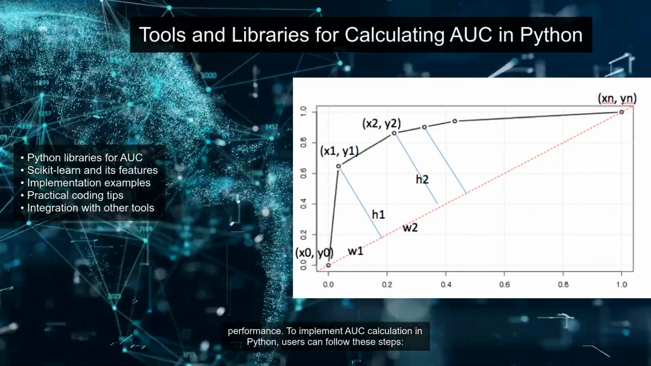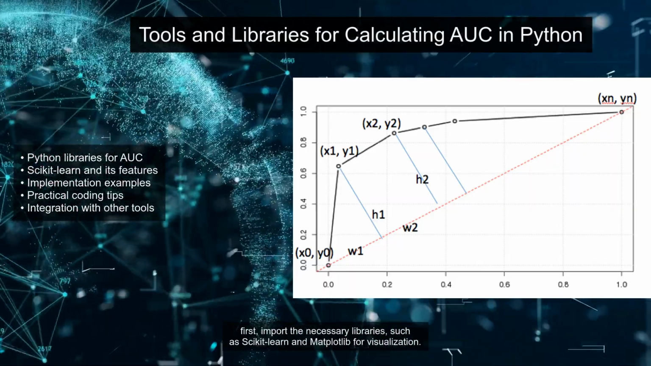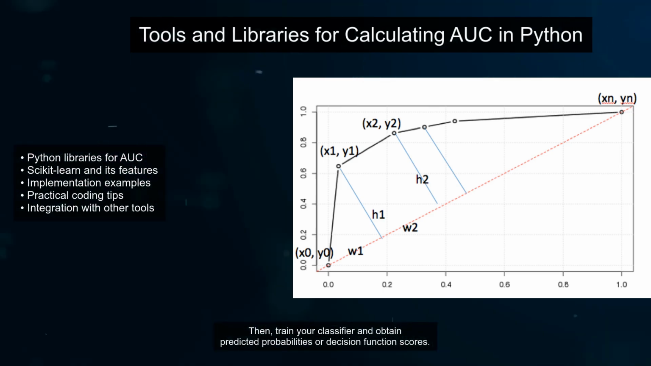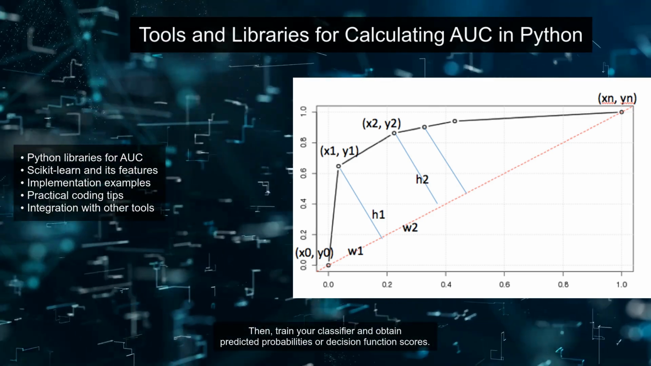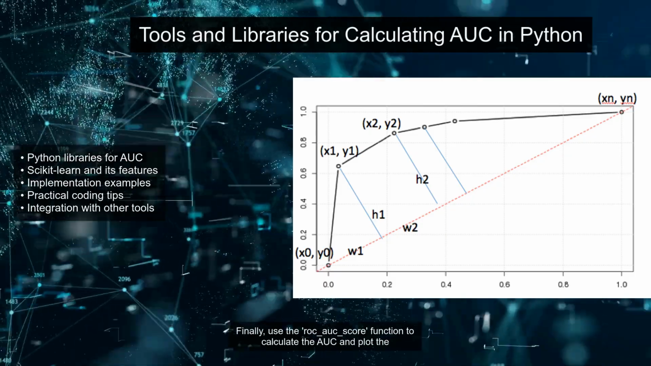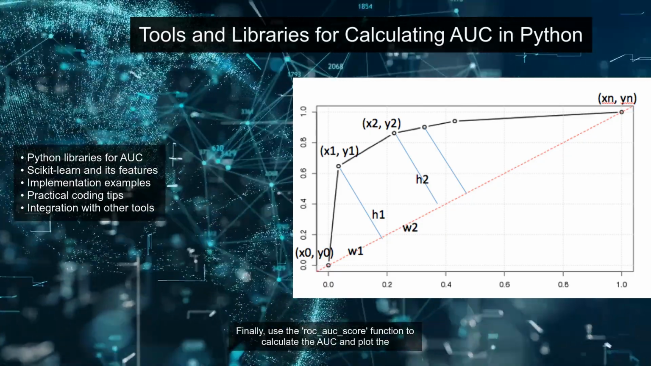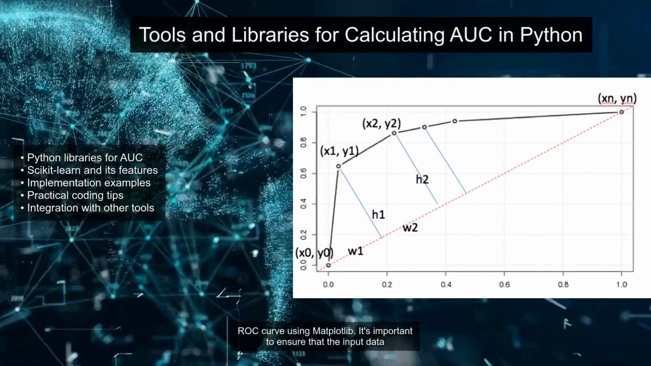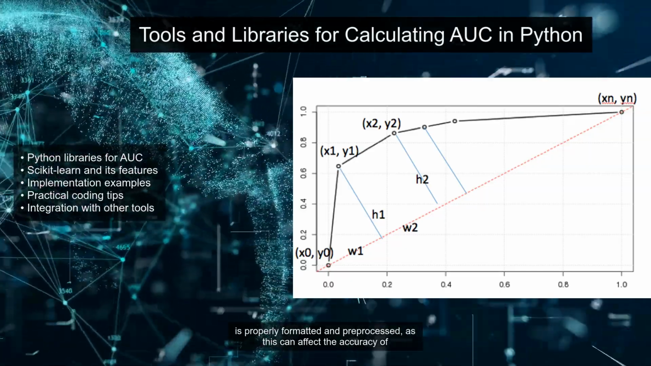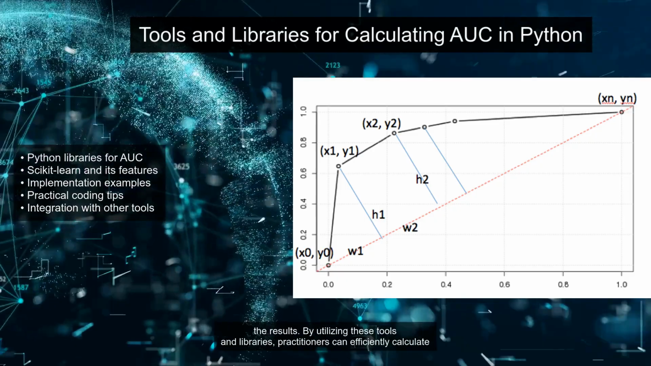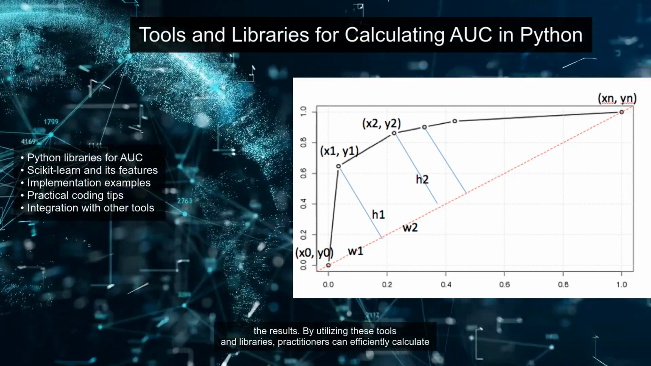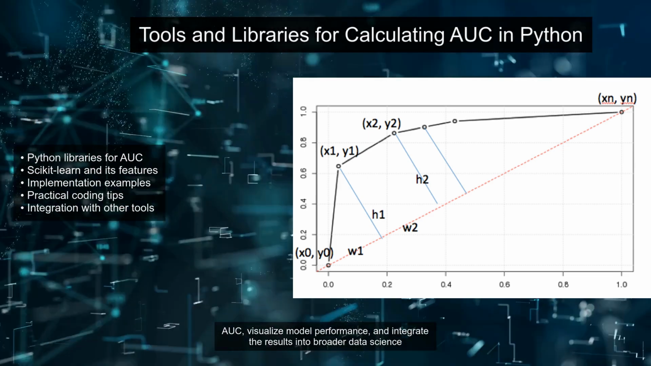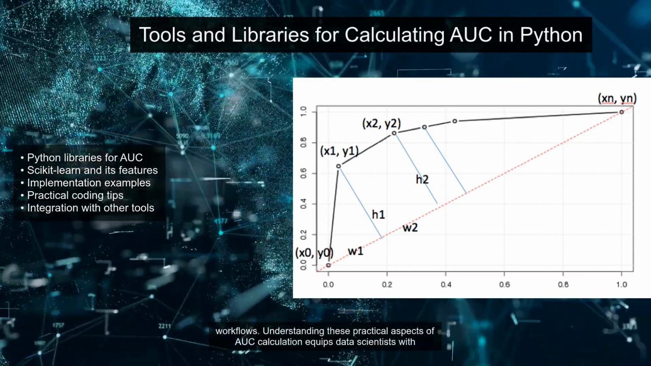To implement AUC calculation in Python, users can follow these steps. First, import the necessary libraries, such as Scikit-learn and matplotlib for visualization. Then, train your classifier and obtain predicted probabilities or decision function scores. Finally, use the roc_auc_score function to calculate the AUC and plot the ROC curve using matplotlib. It's important to ensure that the input data is properly formatted and preprocessed, as this can affect the accuracy of the results. By utilizing these tools and libraries, practitioners can efficiently calculate AUC, visualize model performance, and integrate the results into broader data science workflows.